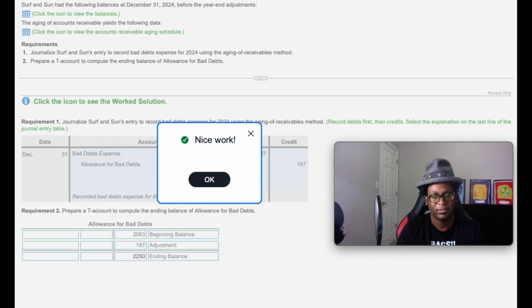Nice work, gang. So there you have it, gang. A quick and easy illustration of how to properly utilize the aging table under the allowance method.